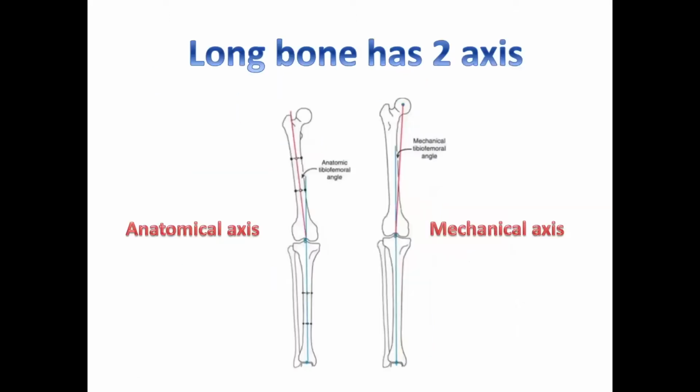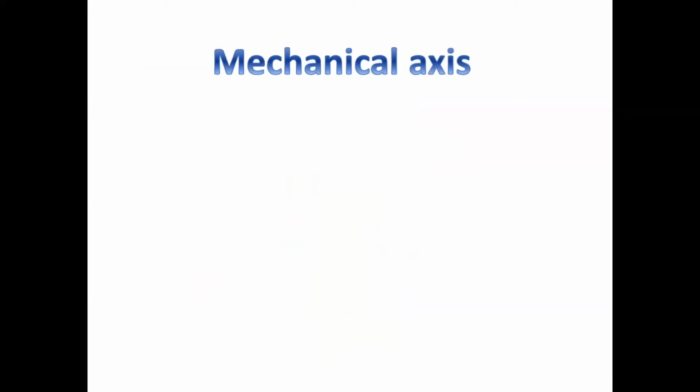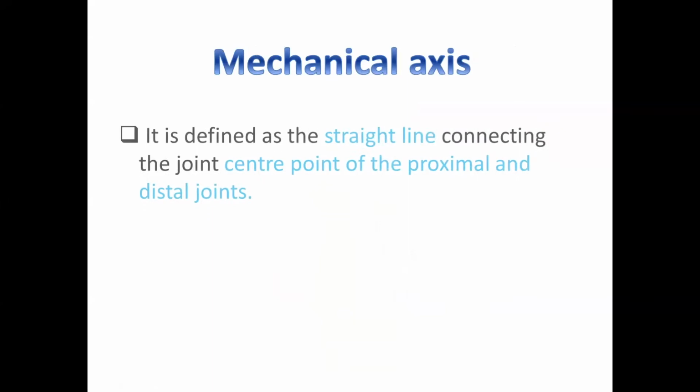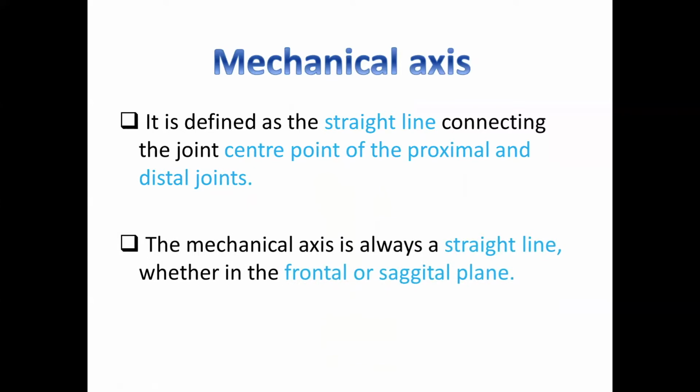A long bone has two axes. One is the anatomical axis and the other is the mechanical axis. So we need to evaluate the bones in both planes, that is the frontal plane and the lateral plane, always. The mechanical axis is defined as a straight line connecting the joint centers of the proximal and distal joints. The mechanical axis is always a straight line, whether in the frontal or sagittal plane.